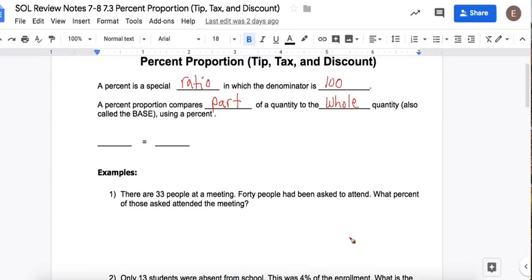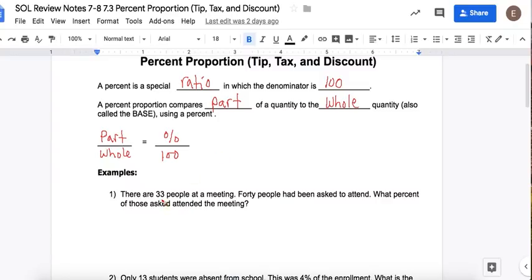So you've always heard that percent is out of 100. So the percent proportion is as follows: part over whole equals percent over 100. And just like we did in the last review day, we can use a proportion and we can use cross products to solve it. So let's look at example 1.